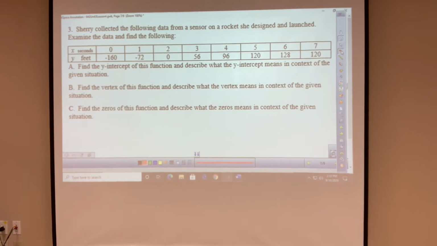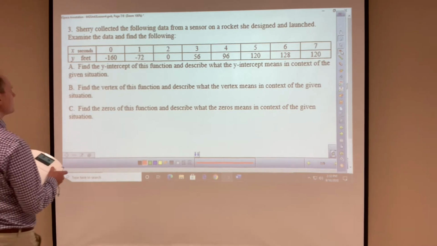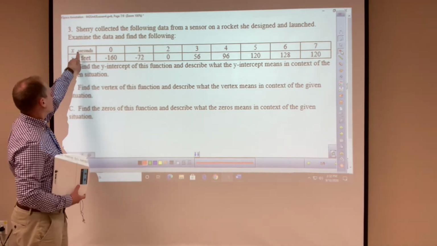We have Sherry, and she collected the following data from a sensor and a rocket she designed and launched. Examine the data and find the following. So we got our table here.